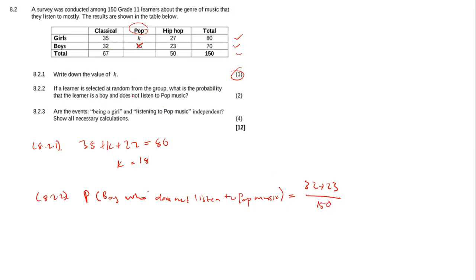If a learner is selected at random, the fact that the learner is selected at random shows that we're going to select out of boys and girls, meaning they are all 150. Okay, I hope that was clear. And therefore, what would be our final answer over here? You're going to say 32 plus 23, it's 55 over 150. 55 divided by 150, we get 11 over 30 to 2 decimal places.